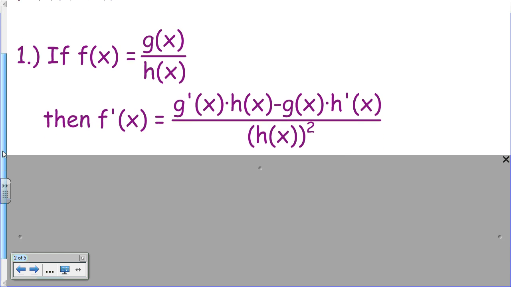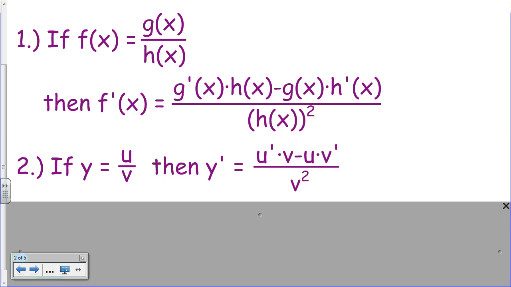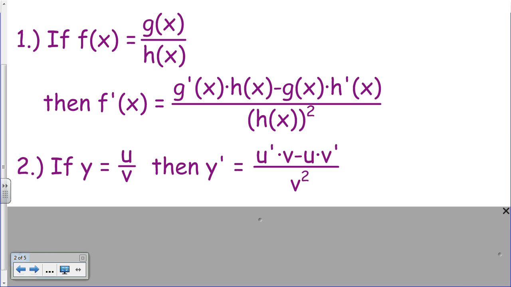Let's take a look at another way that we can write this property down. We saw this with product rule. It's a faster way to write it, and perhaps even easier to remember, just writing in terms of two functions u and v. If y is equal to u divided by v, then y prime is equal to u prime times v minus u times v prime, all over v squared. But again, that's the derivative of the top times the bottom minus the top times the derivative of the bottom, all over the bottom squared. Same result there.